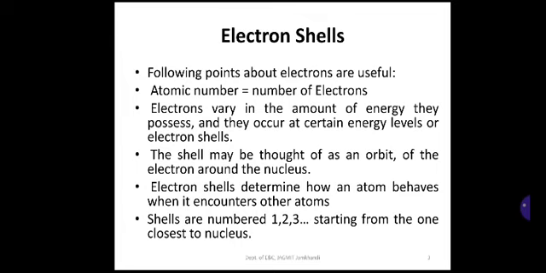The electron shells determine how an atom behaves when it encounters other atoms. Those shells or orbits are numbered 1, 2, 3, 4 and so on, starting from 1, which is closest to the nucleus. The central part is the nucleus, so the nearest orbit is numbered 1. Then the next orbit is numbered 2 and so on.